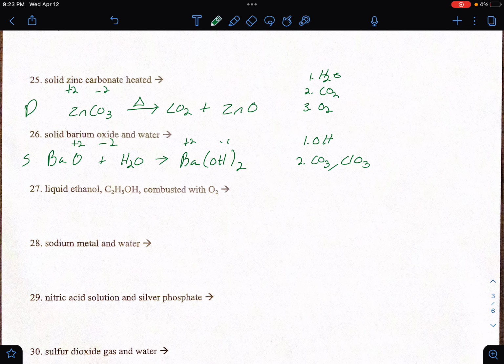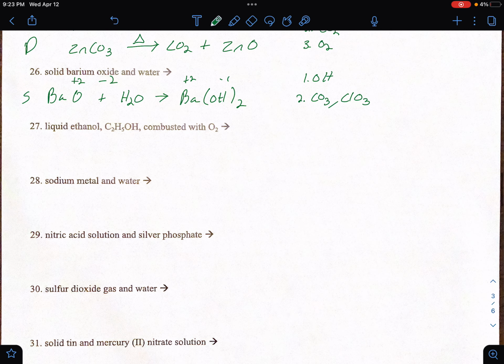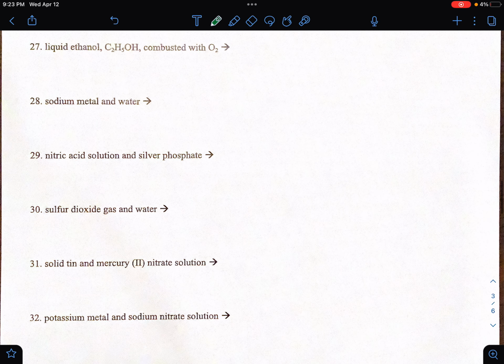Let's scroll down a little bit. I'll go ahead and pick number 31. Solid tin. Okay, and mercury 2 nitrate. So in this case, I'll go ahead and tell you, normally we'd give you the charge. In this case, tin is going to be a +4. And mercury 2 nitrate, so tin is Sn by itself. Mercury 2 tells me the charge of mercury is a 2, and nitrate's a -1. So mercury is Hg. So I need 2 of these nitrates to balance out.